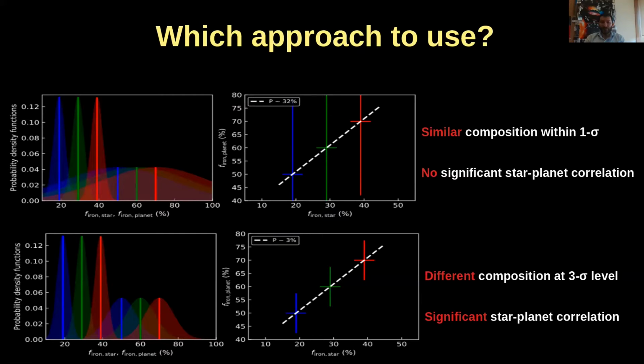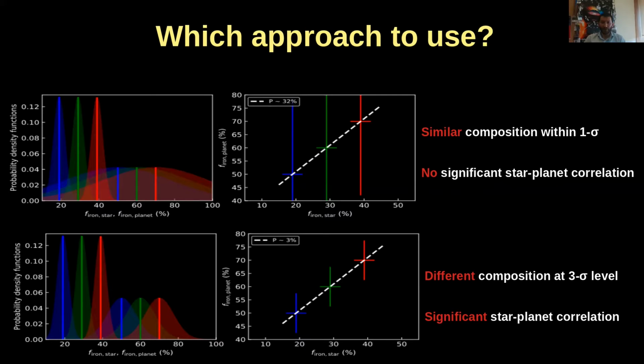And the next question is which approach to use. In principle, there are two main approaches when trying to see whether the composition of the planets and their host stars is similar or not. One way is just to compare individually the stars and planets, let's say their iron mass fraction, and the other way is to look at all the systems in one graph to see whether there is a correlation between the composition of the planets and the composition of the host stars.